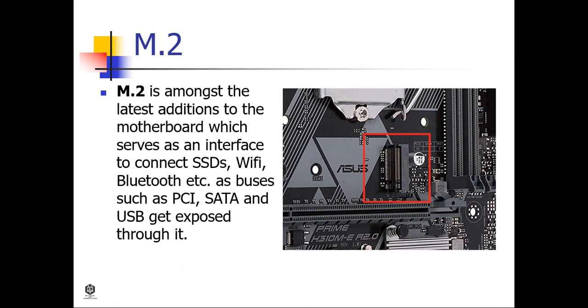M.2. M.2 is amongst the latest additions to the motherboard, which serves as an interface to connect SSDs, Wi-Fi, Bluetooth, and so on, as buses such as PCI, SATA, and USB get exposed to it. An NVMe SSD connected through the M.2 connector doesn't get bottlenecked unlike through the SATA port, as it gets 4 PCI lanes to transfer data, resulting in speeds that are several times faster than the SATA drives. Most of the Intel and AMD motherboards nowadays feature at least one M.2 slot.